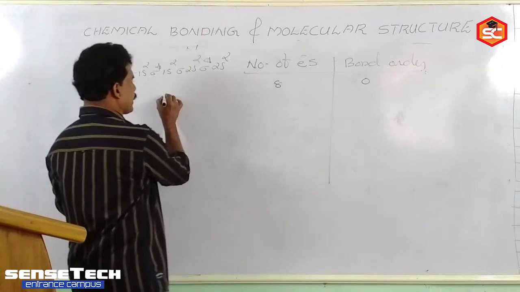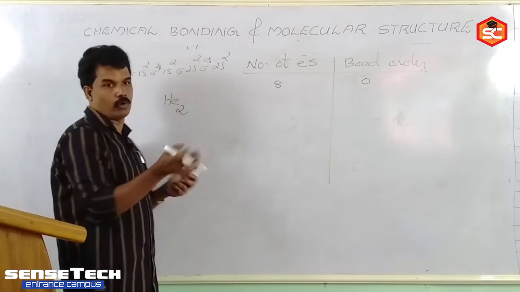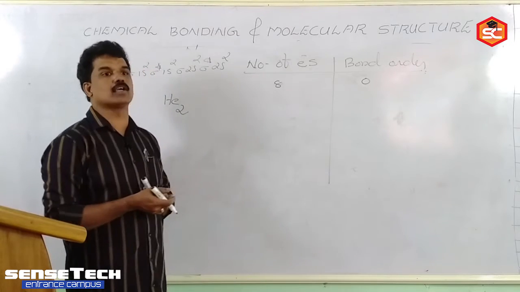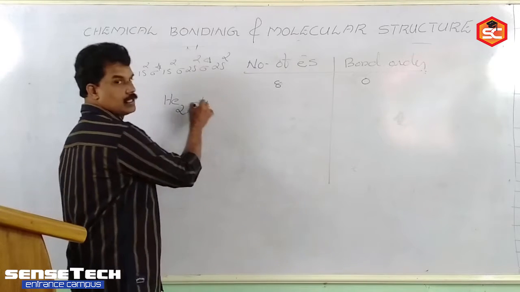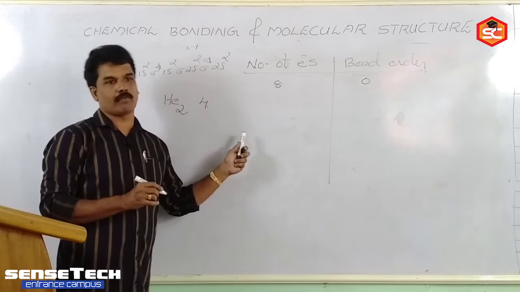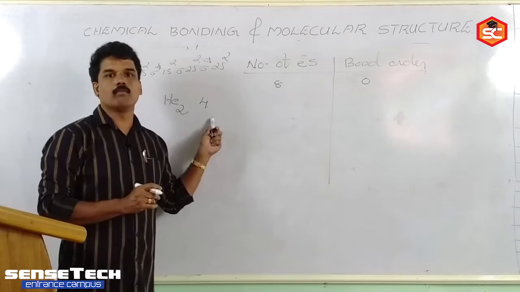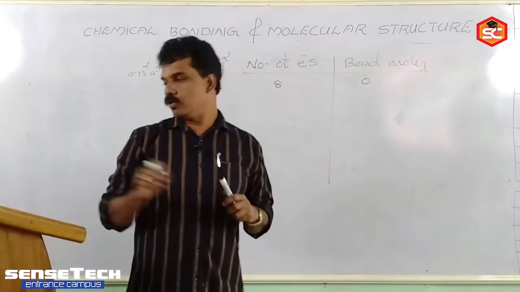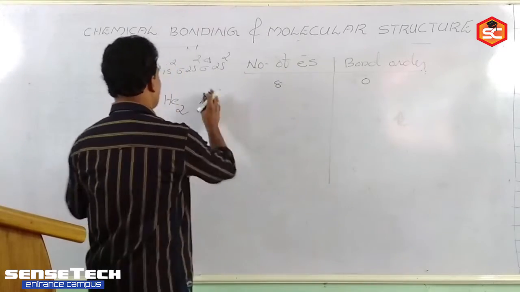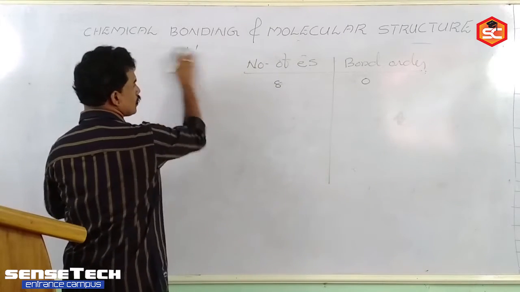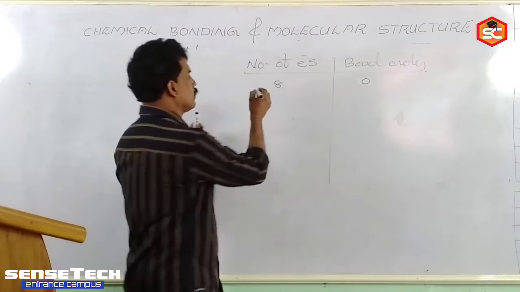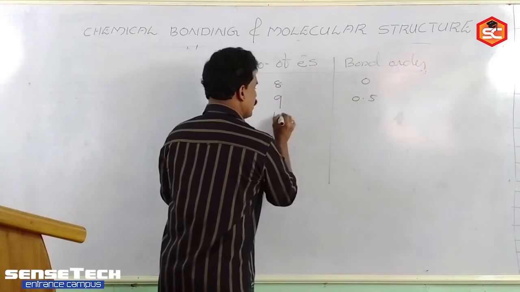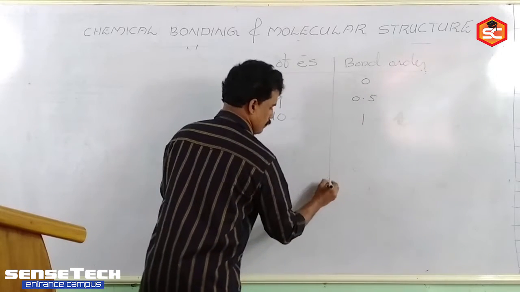For example, when you take He2, I am just considering, you know, noble gases do not form diatomic molecules. For He2, how many electrons are there in total? 4 electrons. Sigma 1s2, sigma star 1s2. When you calculate the bond order, what is the value? 0. 0 means the molecule will not exist. So He2 will not exist. So for 8 electrons it is 0. When the number of electrons is 9, the value is 0.5. Number of electrons 10, 1.